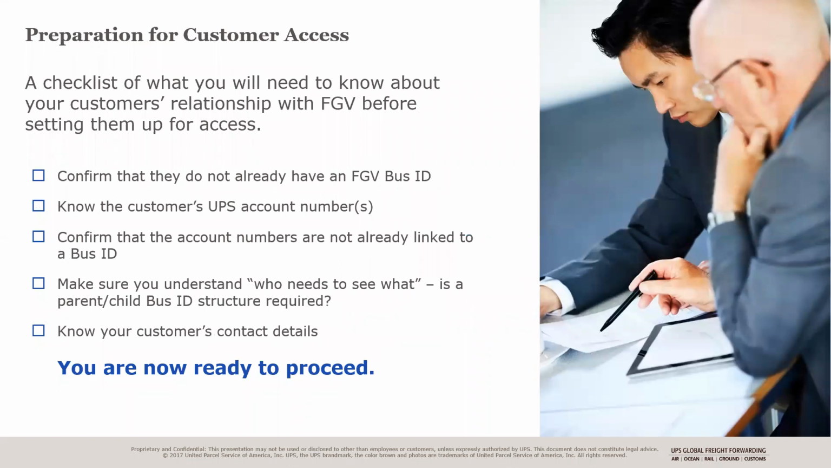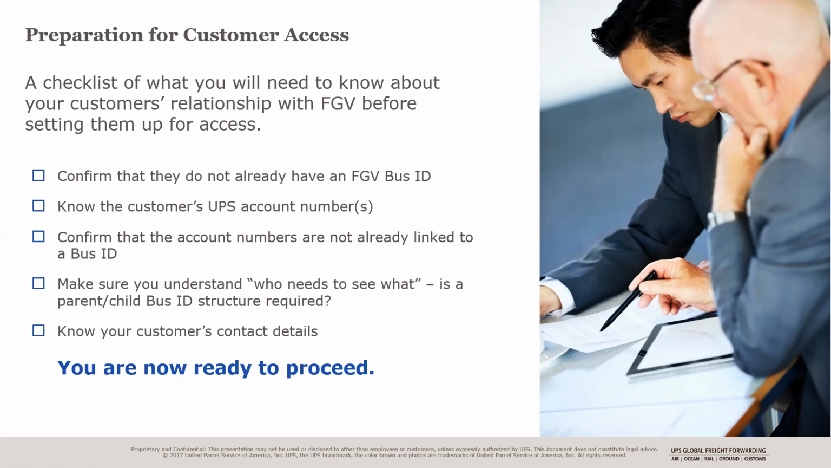So typically when we sit down and we decide, okay, we've got a new customer here, or maybe they're not new, but we want to get them on FGV, before we begin to set up a customer on FGV, there's a checklist we need to go through, right? We need to first of all confirm that they don't already have a bus ID. We need to make sure we know all of their account numbers. We need to make sure those account numbers aren't already linked to a bus ID somewhere. We need to make sure we understand within the customer structure who wants to see what. Do they have a division or subsidiary, only a subset of their business? Maybe they don't want to see everything. And then we also need to know our customer's contact details.